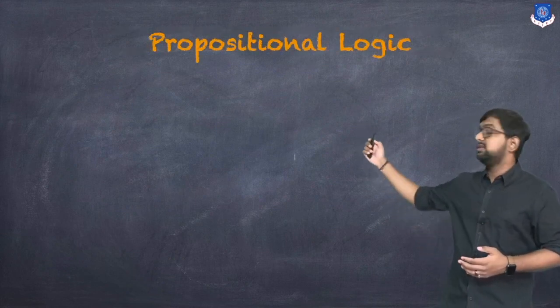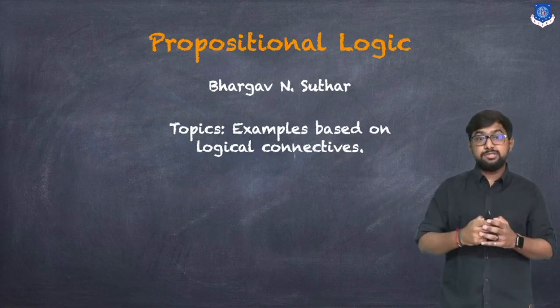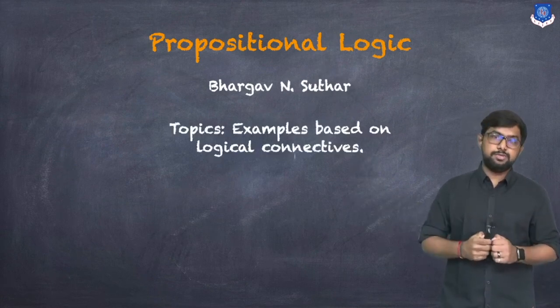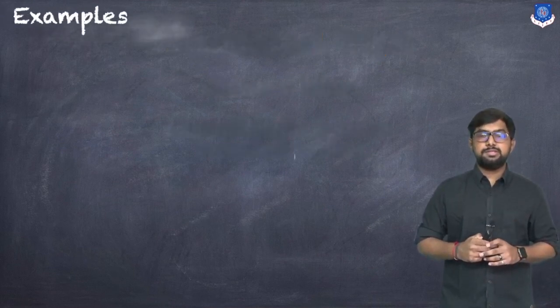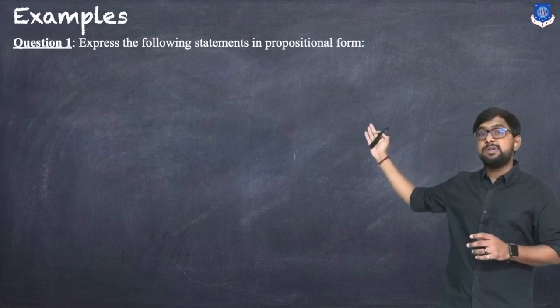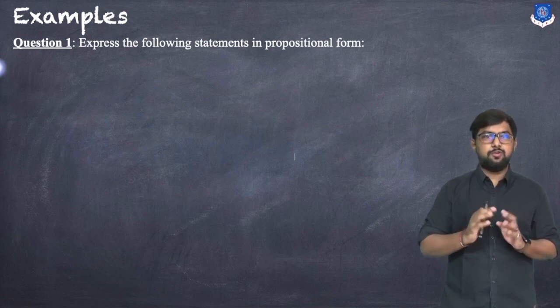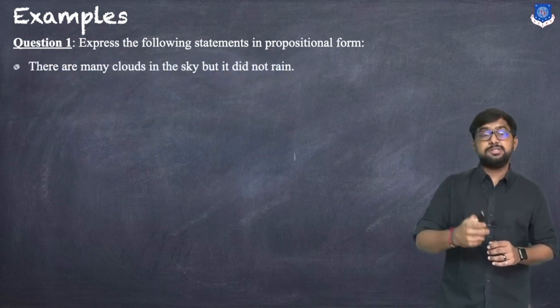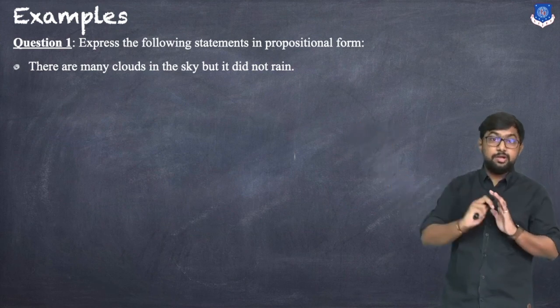Now see, in today's session, we will discuss examples based on the logical connectives that we did earlier. Now let us discuss some of the examples. First, express the following statements in propositional form. Now we all know what a propositional form is. The first statement is: there are many clouds in the sky, but it did not rain.